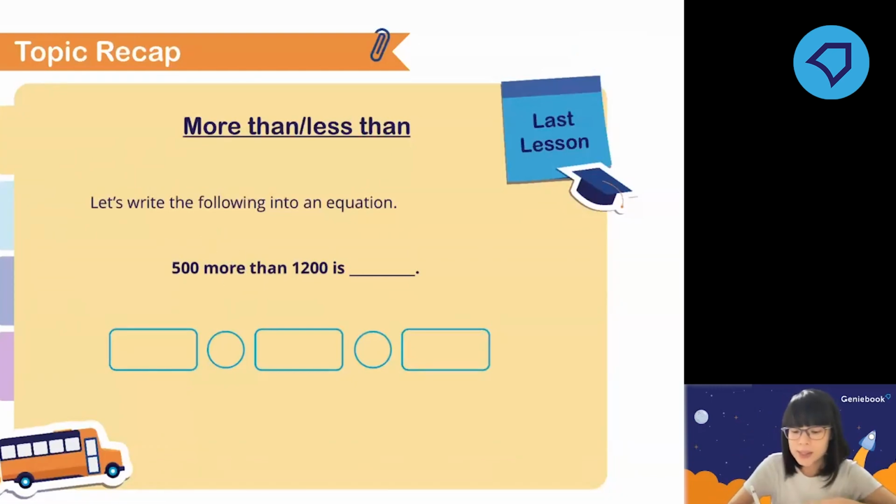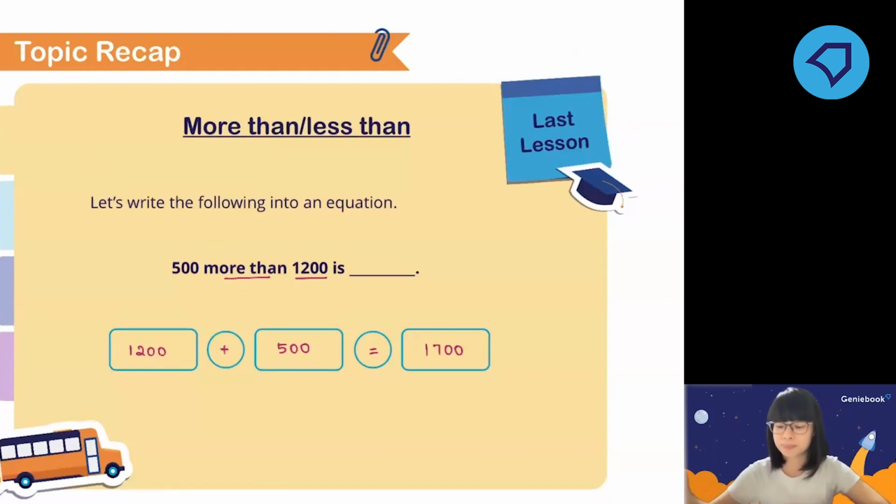So in this case, 1,200 would be over here. More than, we will say plus, and then we're going to plus how many? 500 more means we need to plus 500. And then you have your equal sign. So all of you can give me the final answer. It would be 1,700. Any questions so far? No question, right? So everybody can follow now. Let's take a look at the next example, okay?